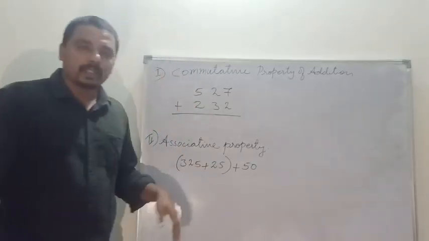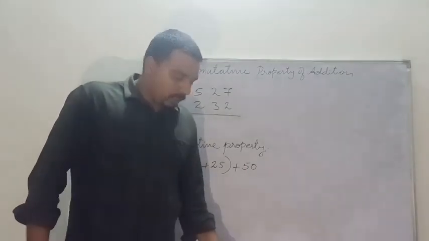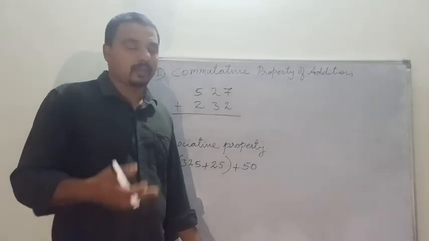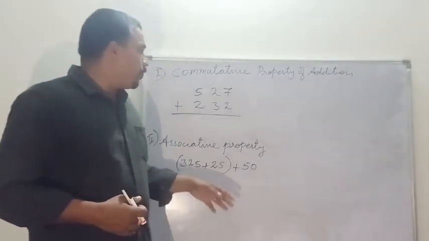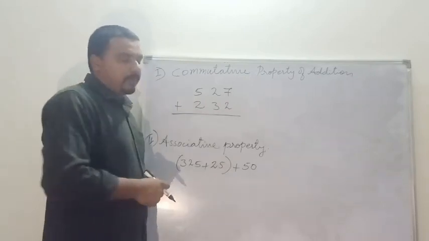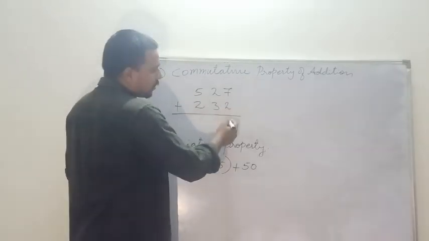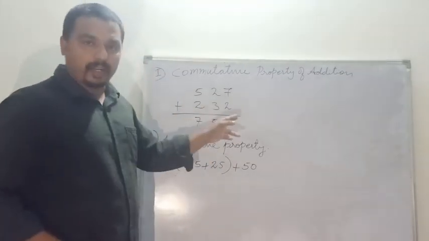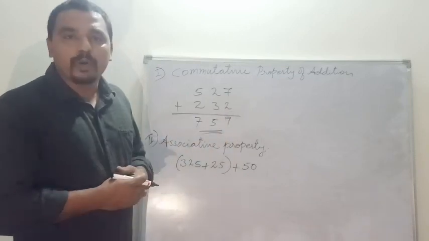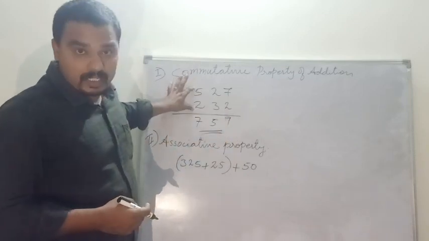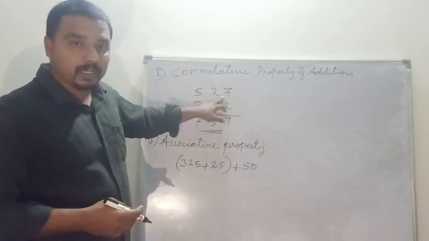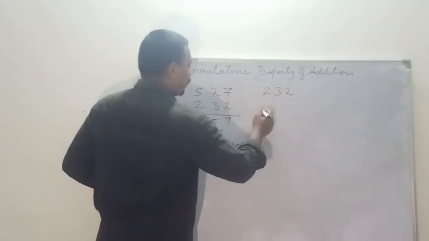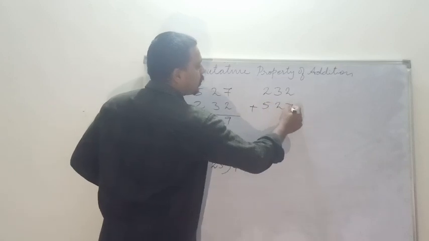Commutative property of addition and associative property of addition. From class 3 onwards you are learning about the commutative and associative property of addition, multiplication and so on. See here, I have written one number here for addition. So let us add this. 7 plus 2 is equal to 9, 5, then 7. We have got a sum 759. Okay. So now I am going to change the order of these addends. Here I have written 527. Now I am going to write first 232 plus 527.